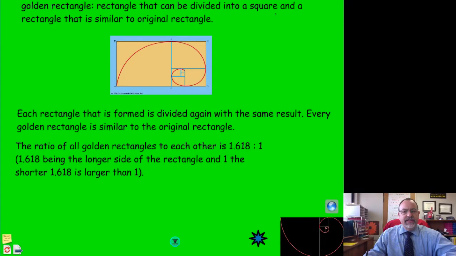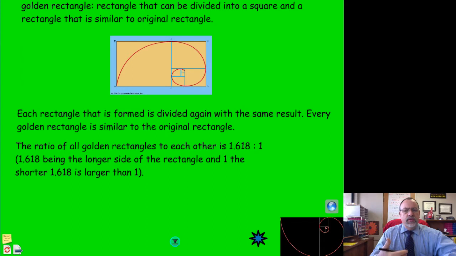Geometry Chapter 7 Lesson 2, and we want to look at a very special ratio called the golden ratio. And the golden ratio we can use as a similarity ratio between similar rectangles, and we've been using similarity ratios to determine lengths of sides in similar polygons.